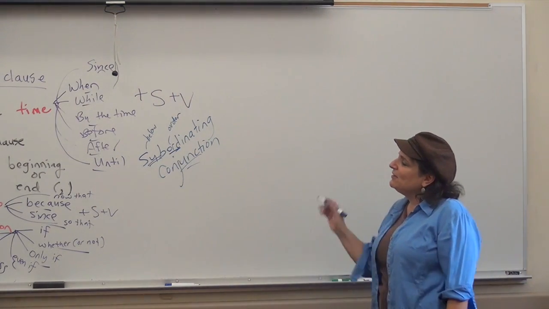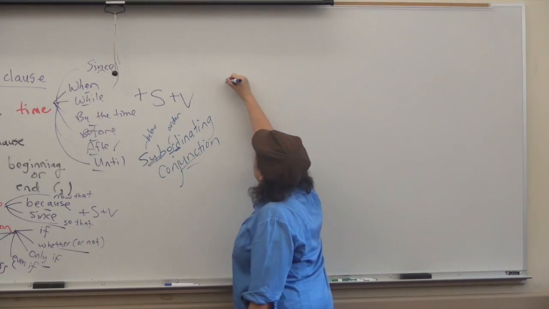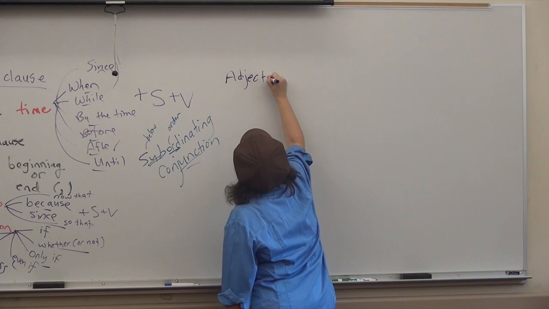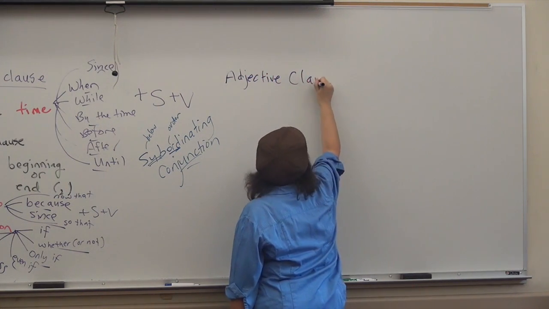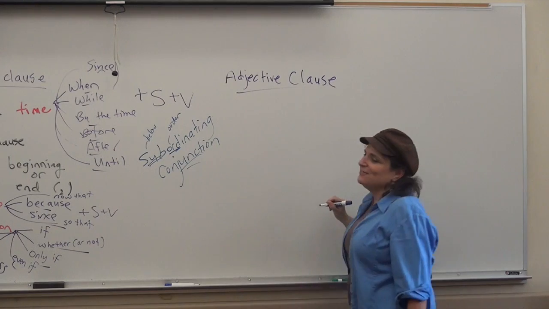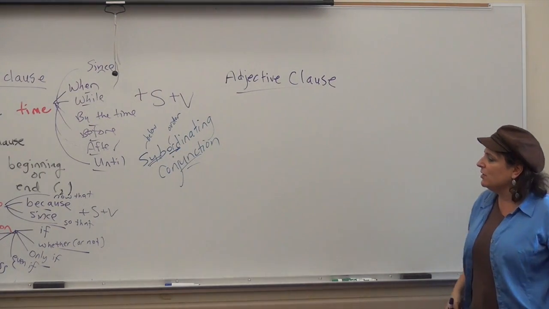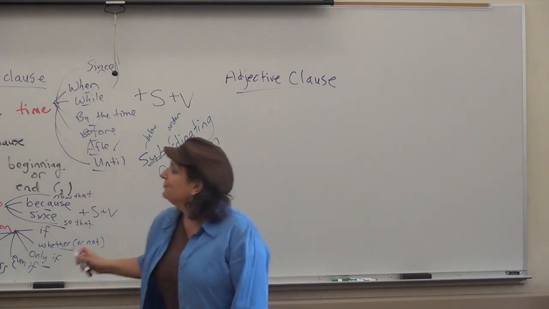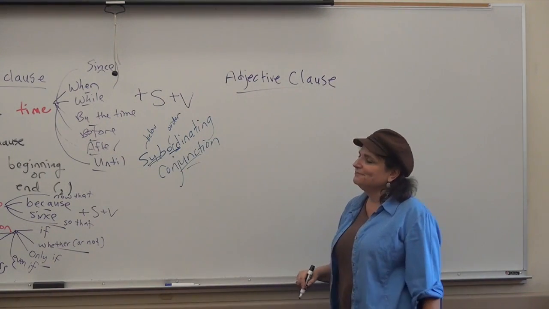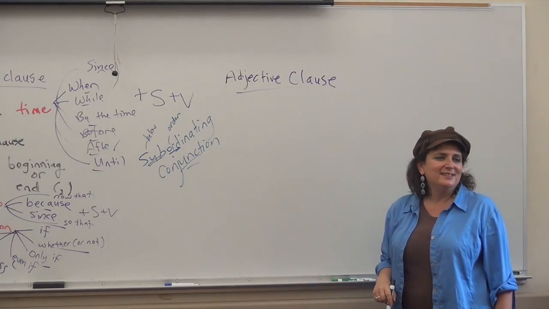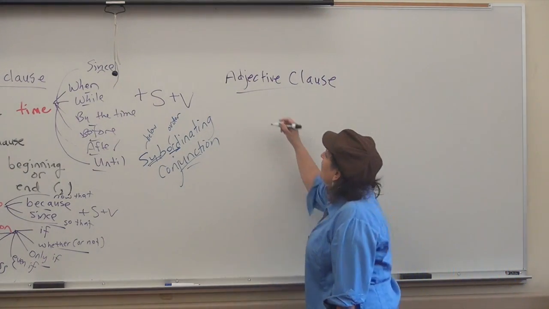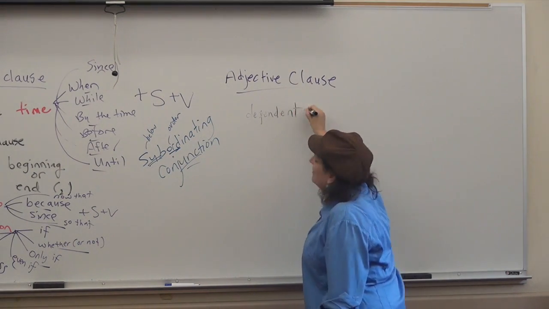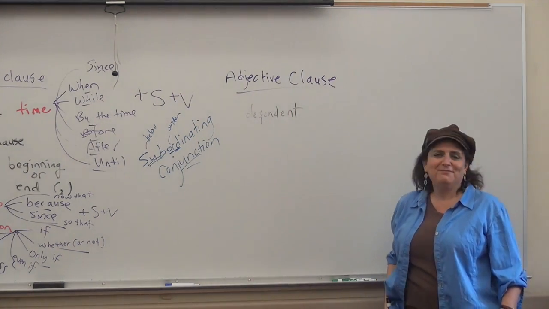So, the main clause, the adverb clause. The next clause that we have, which we are not talking about today, is adjective clauses. What do we know about adjective clauses? Independent or dependent? Dependent. What are they dependent on?